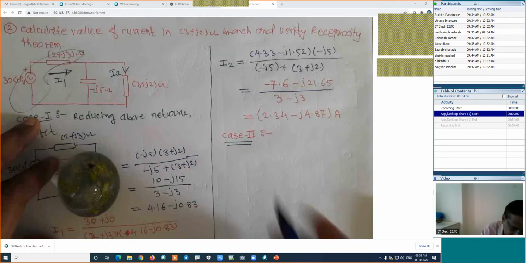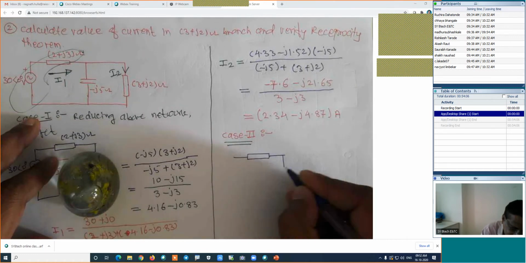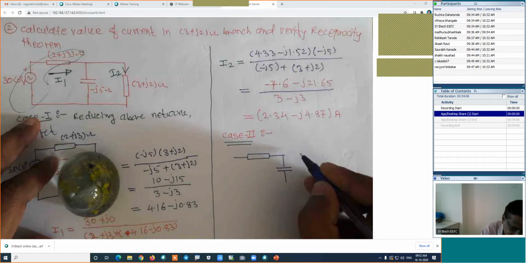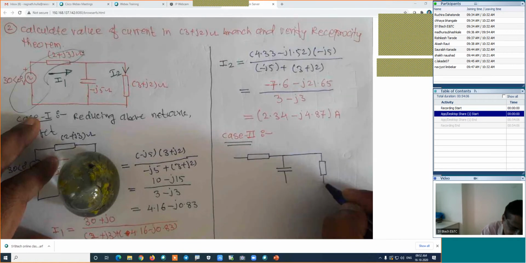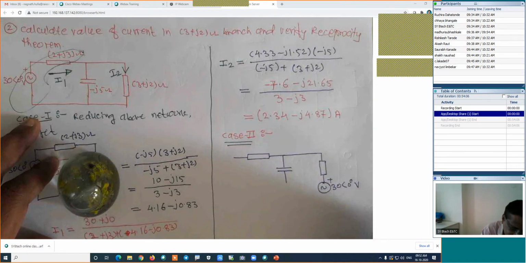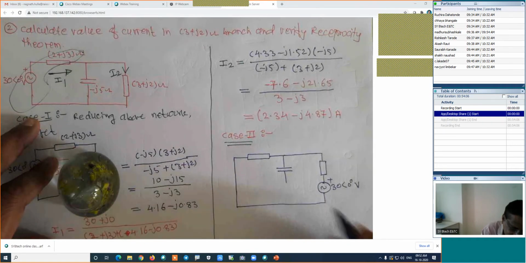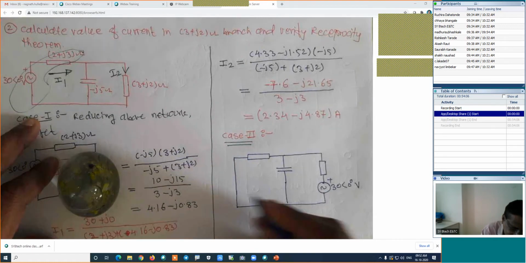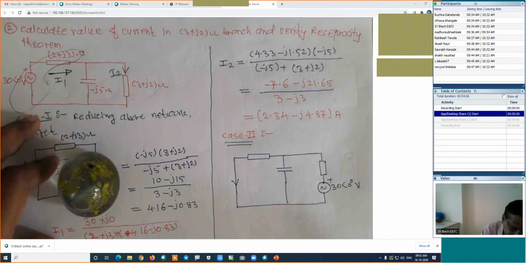In this case, this impedance will be the same as it is. This impedance is also the same, and here in this case, this impedance is the same. I will just shift the source here, which is 30 at an angle of 0 degree volt. And in this case, we will plan for the calculation of the current here, which is this.